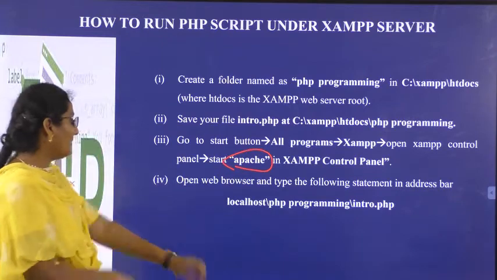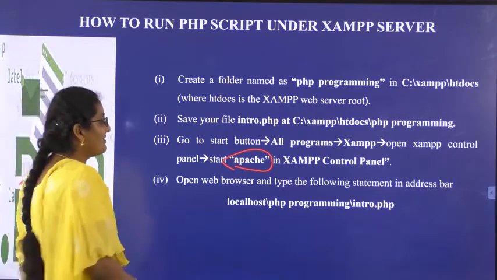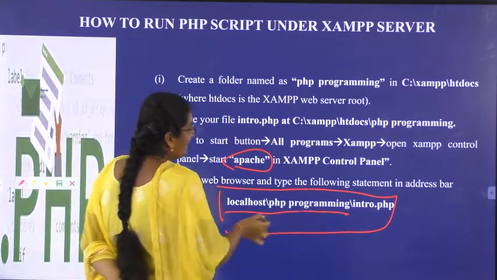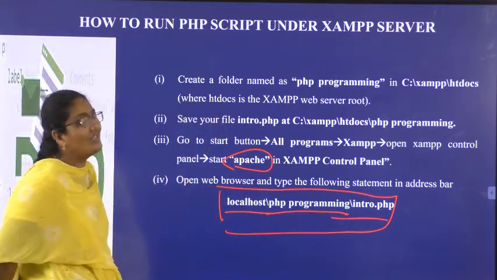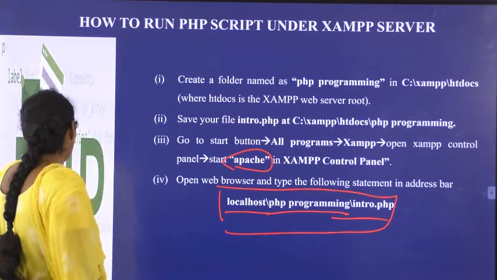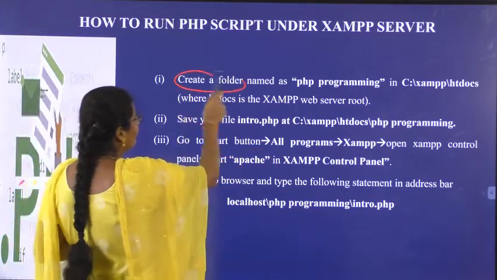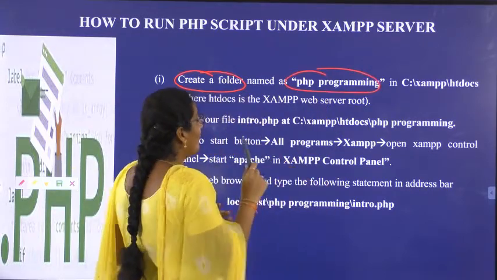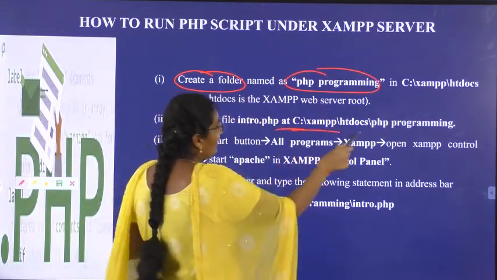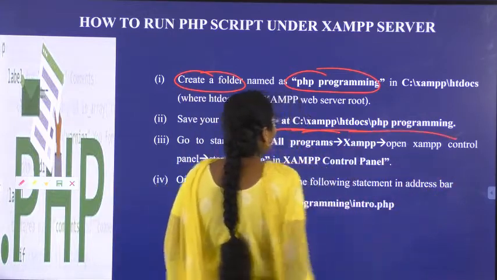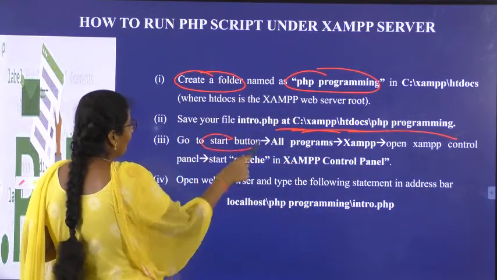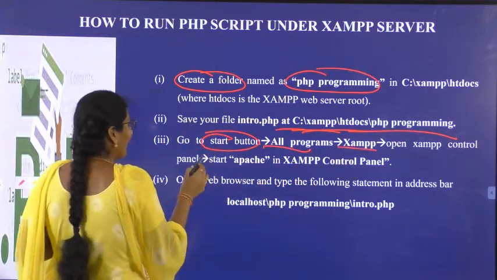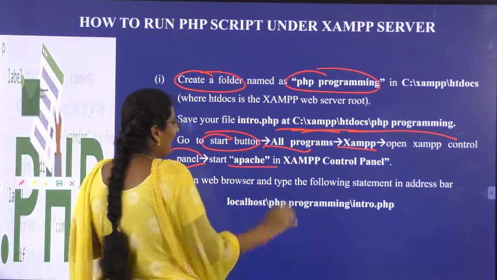Then finally open the web browser and type the following statement, then you will get the output. Localhost/PHP programming/intro.php. If you type that in the web browser, you will get the output of that program. So first create the folder, name it PHP programming, save it in the C drive, JAM folder, HD docs. After that click on the start button, all programs, JAM server, then control panel. In that you have to start the Apache.